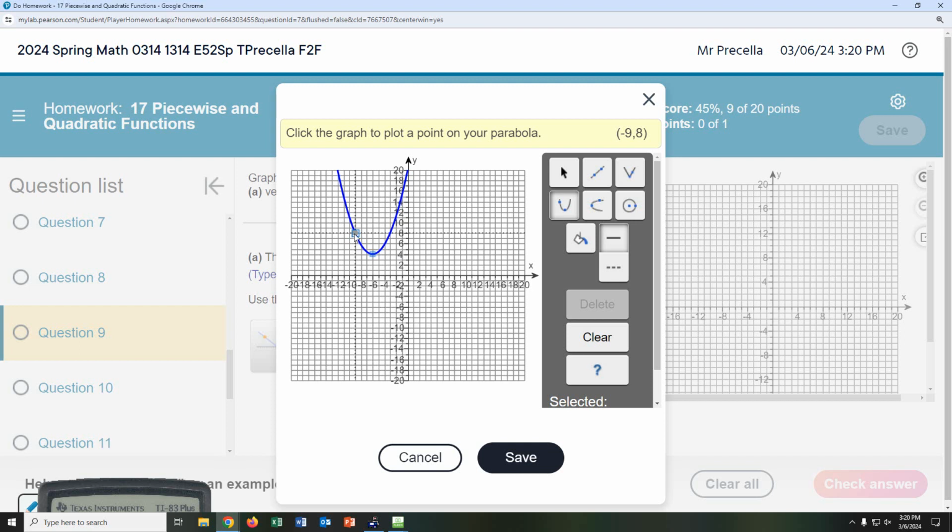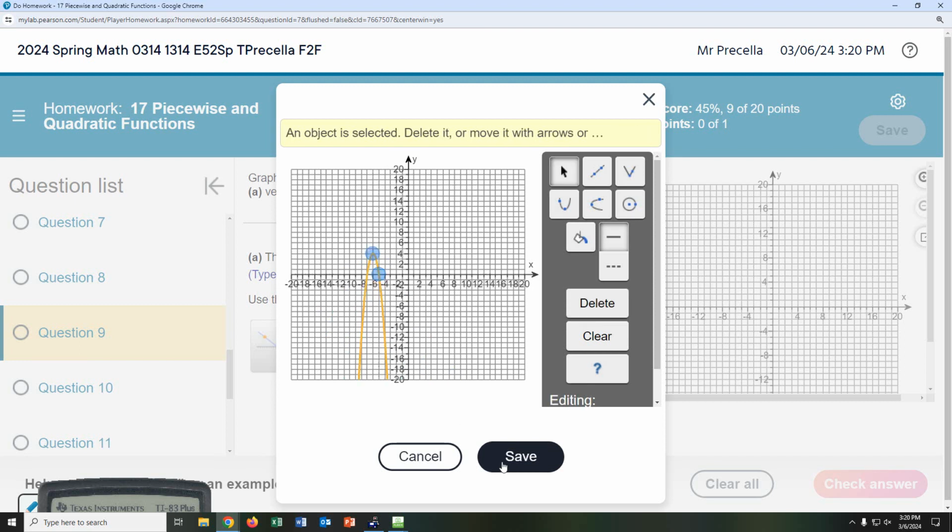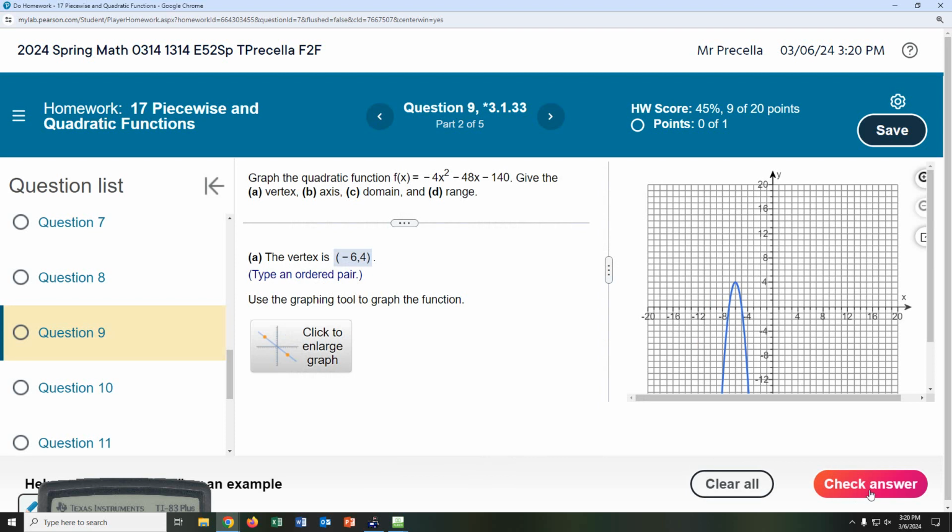The secondary point that we found, notice it says to plot another point. Well, the secondary point we plotted was -5, 0. Save it. Check.